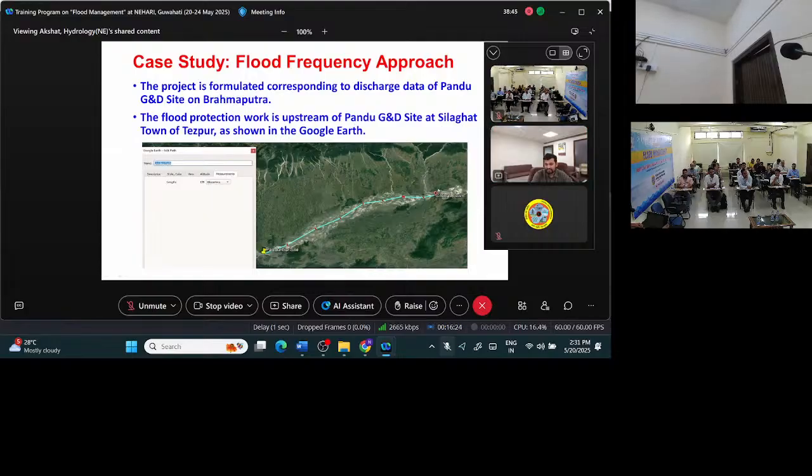So basically, yes, this is the Silaghat town, and the nearest discharge site is Pandu GND site. This is on Brahmaputra river, and the approximate distance between these two is 139 kilometers. It is estimated as per Google Earth.